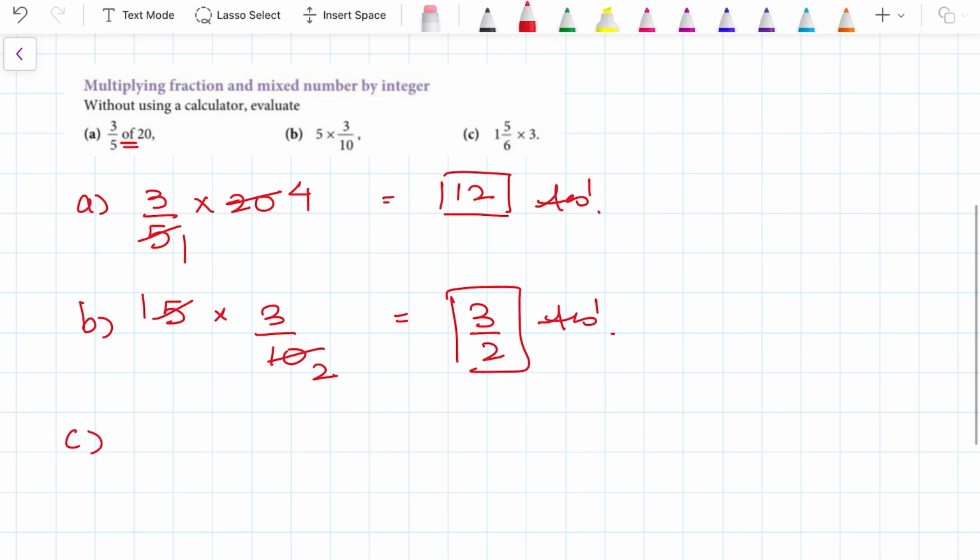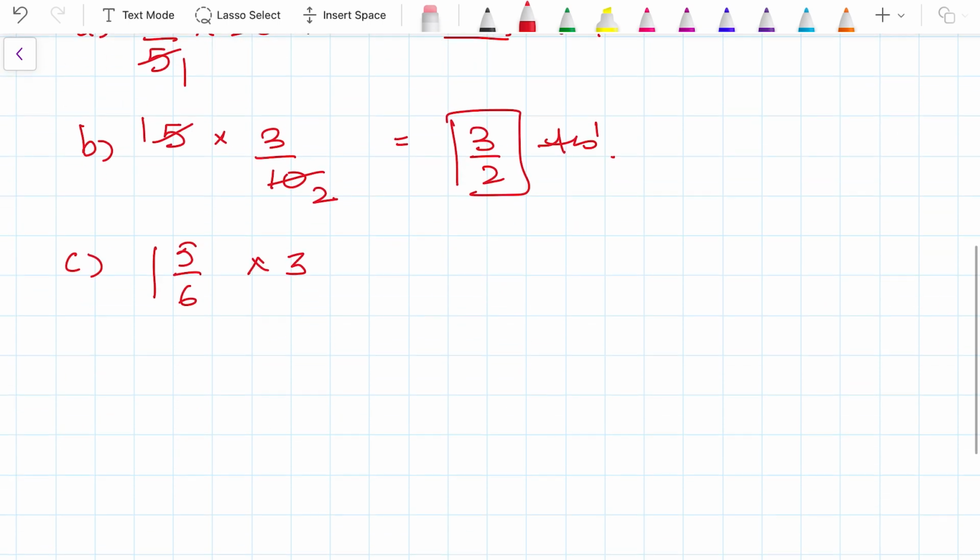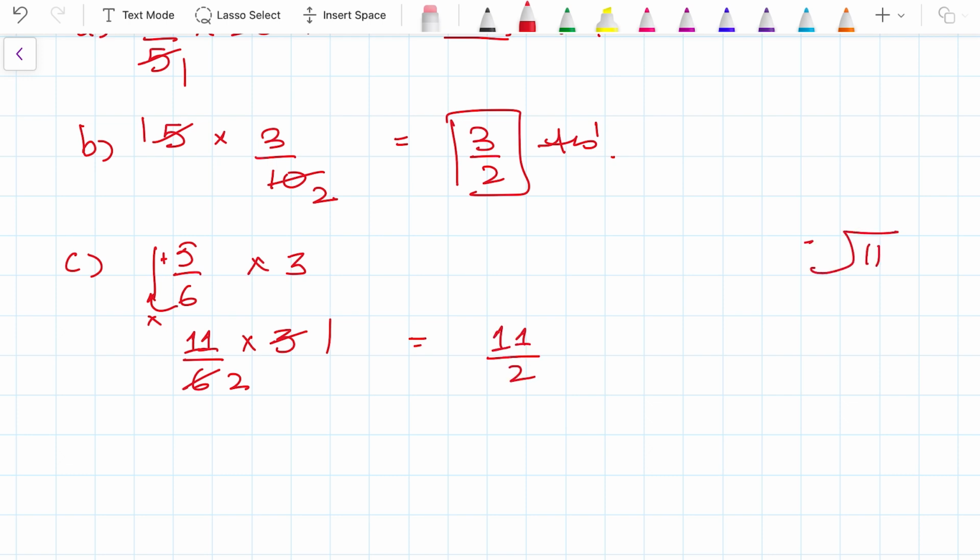C part, convert this into a mixed fraction. 6 multiplied by 3, 6. 6 multiplied by 1 is a 6. Plus 5 is an 11 upon 6. 11 upon 2. Now convert this into a mixed fraction. So it's 5 whole 1 upon 2. We also discussed converting into mixed fractions in the previous video. You can go over it if you don't understand this concept.